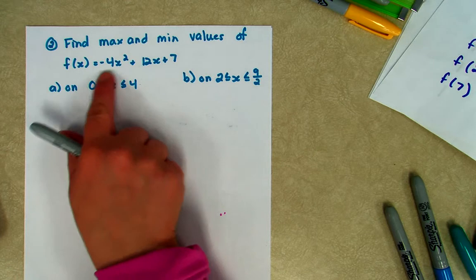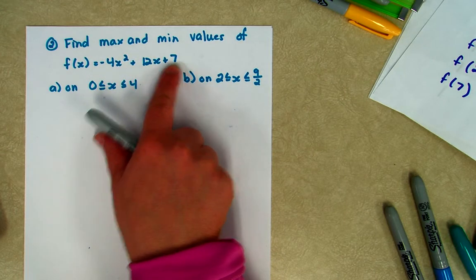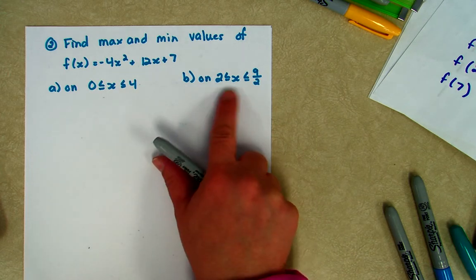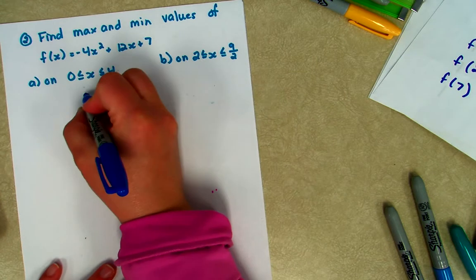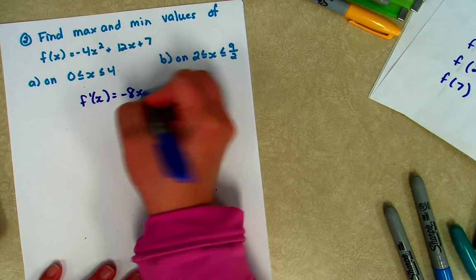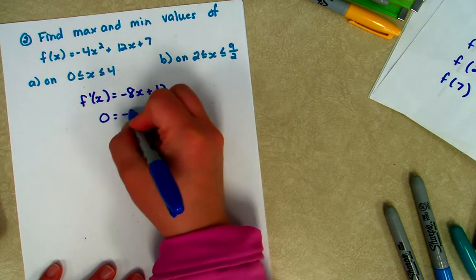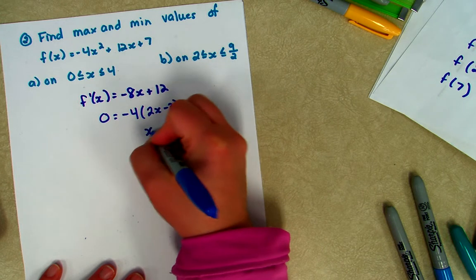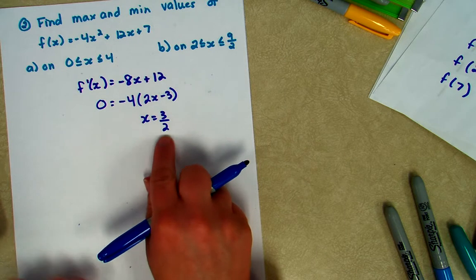So number 2, find the maximum values of negative 4x squared plus 12x plus 7, first on the interval 0 to 4, and then second on the interval 2 to 9 over 2. So the good thing is that it's really the same question. When I'm looking for f prime, which is going to give me negative 8x plus 12, I'm going to solve that equal to 0. I'm going to take out a negative 4 and get 2x minus 3. So x is 3 over 2 is my possible 0.